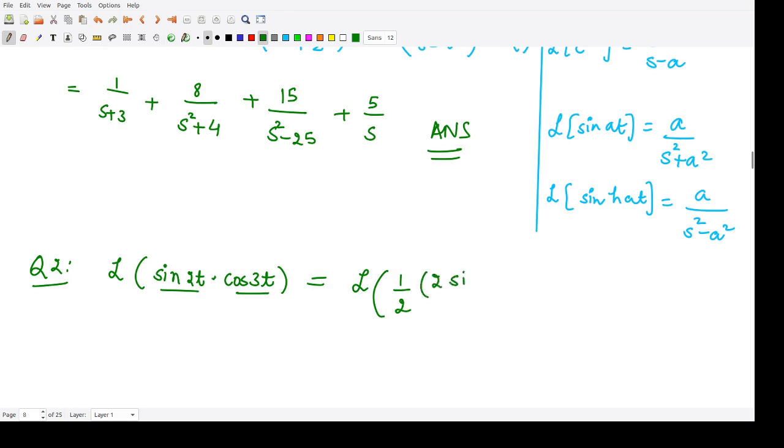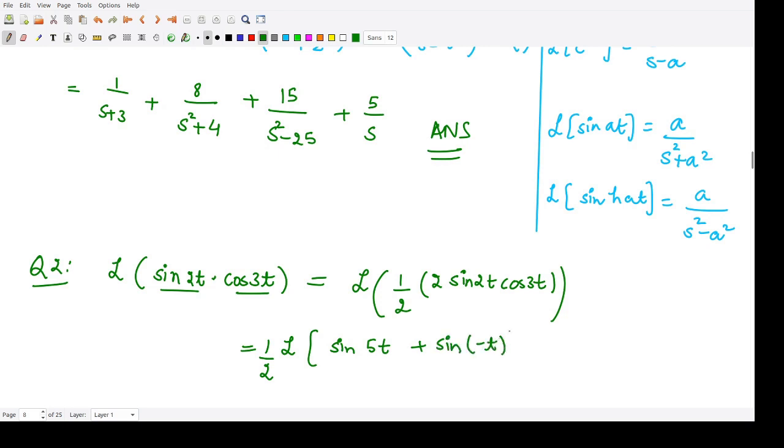So we would have 2 sine 2t into cos 3t, this quantity, and next we can write this 1 by 2 outside the Laplace transform, and now it becomes 2 sine a cos b. So it is equivalent to sine a plus b plus sine a minus b. So we would have sine 5t and then plus sine minus t.